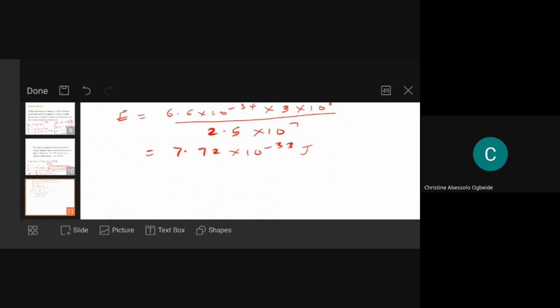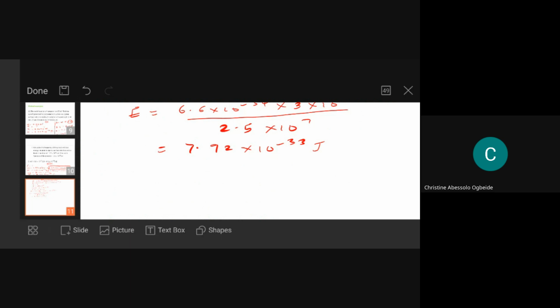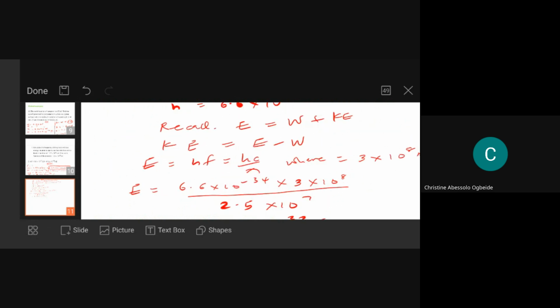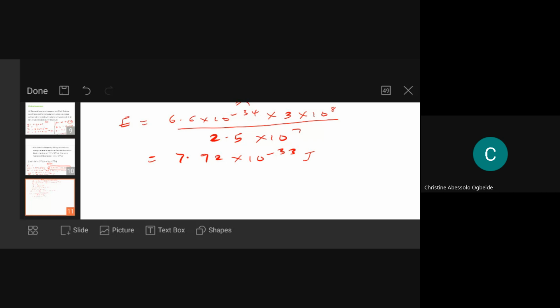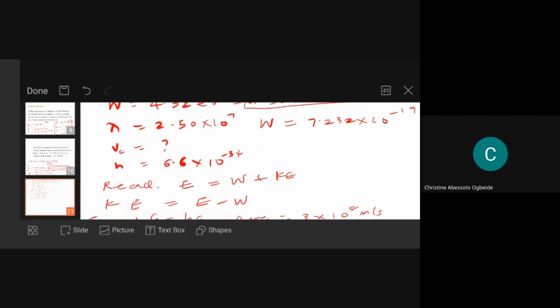So the next thing I would do would then be to subtract. The kinetic energy becomes the energy minus the work function. So it means that therefore our kinetic energy, KE, is simply the energy, which is 7.79 times 10 to the minus 33, minus the work function, which is 7.232 times 10 to the power of minus 19.